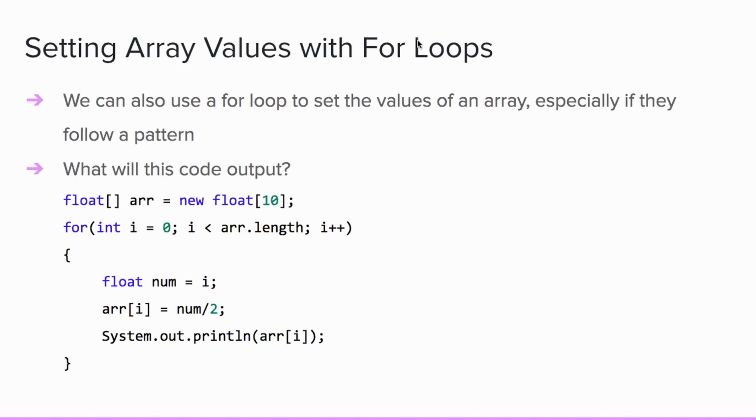We start by creating an empty array that will hold 10 floats. Then, in our for loop, we create a float called num and set it to the counter variable I. After that, we set the value of the array at index I to num divided by 2. Finally, we print each of these values.